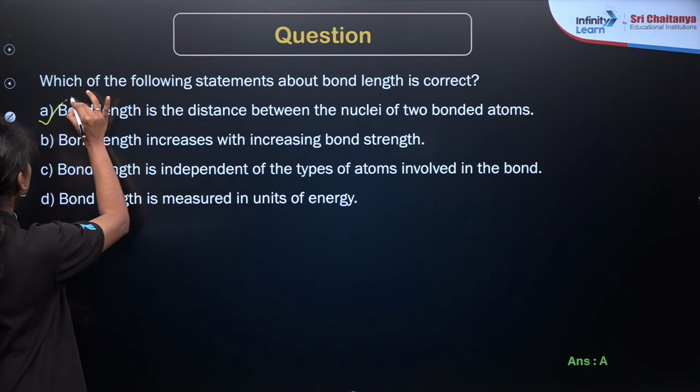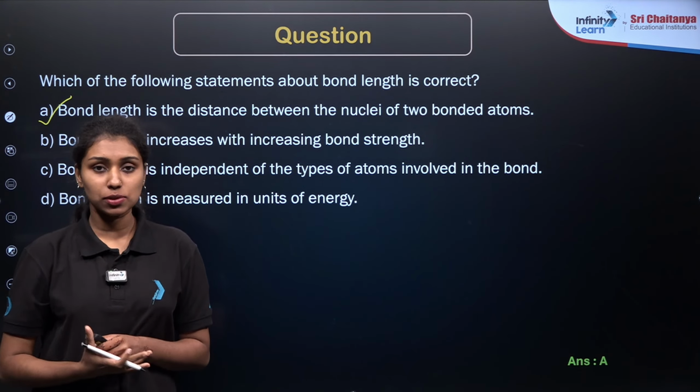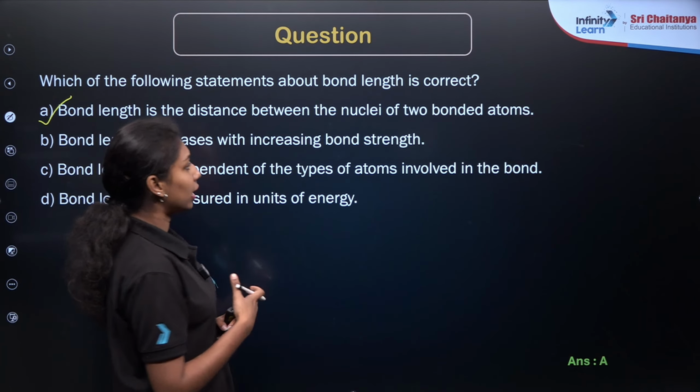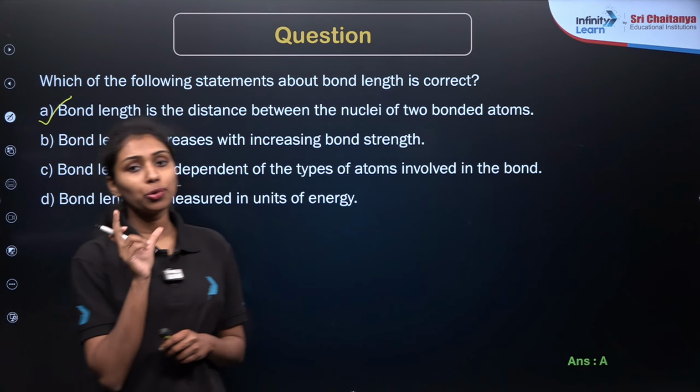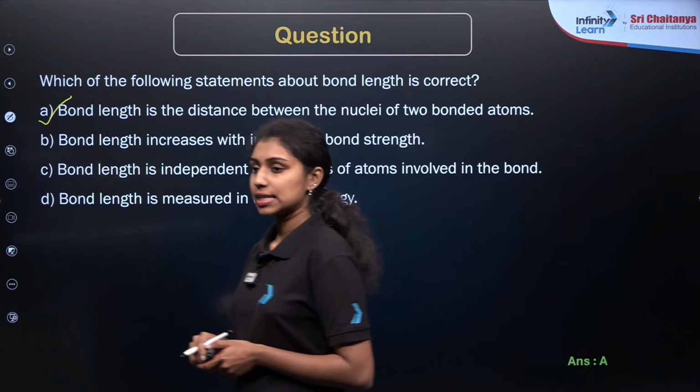So option A is the appropriate correct answer here. This is the distance between the nuclei of two bonded atoms. So if there are any two atoms present, like A and B, the distance between the nuclei of the two atoms will be the bond length we have already measured here. So option A is the correct answer here.